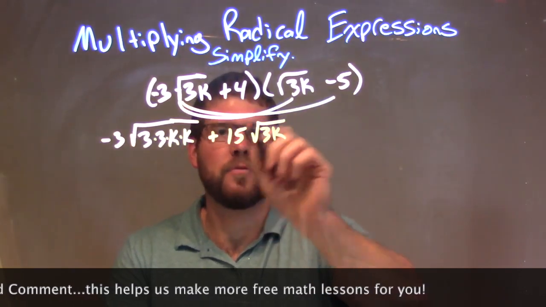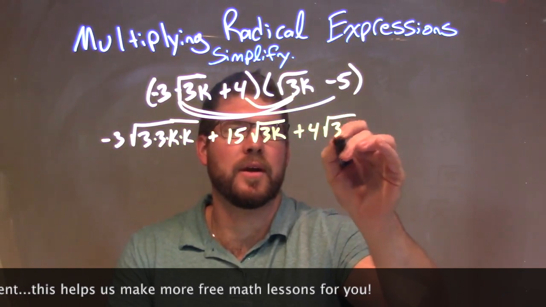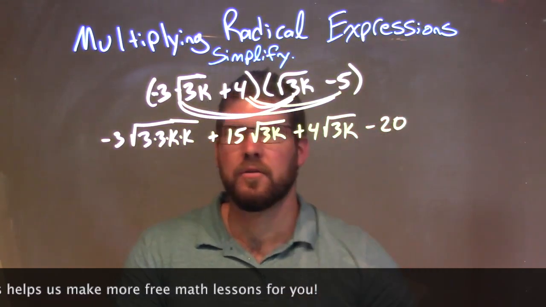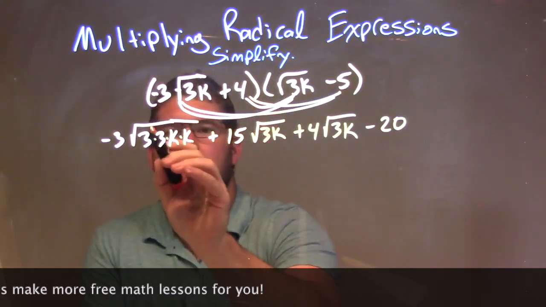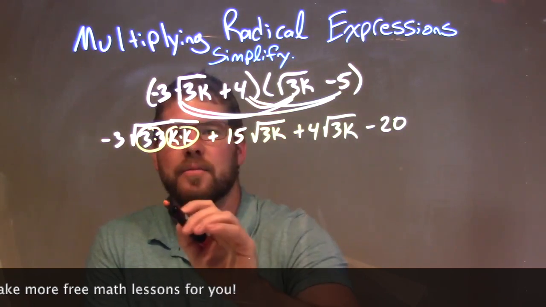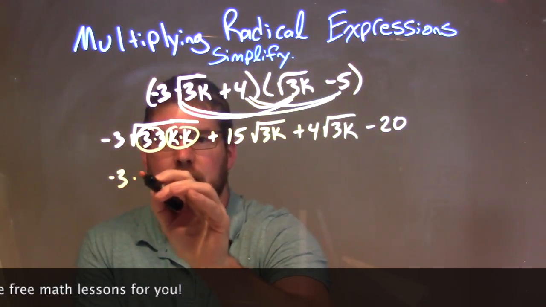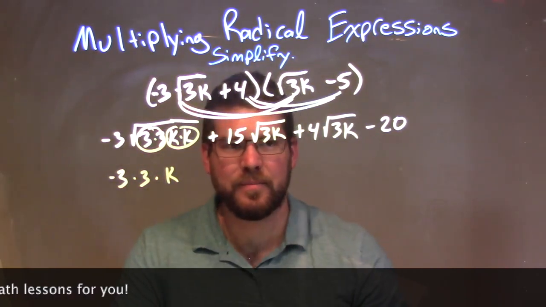Okay? Time for the 4. 4 times square root of 3k is just 4 on the outside, square root of 3k. And 4 times a minus 5 is a minus 20. Pretty easy right there. Okay? Well, so now we can circle our pairs. We have a pair of 3's here and a pair of k's. All those pairs represent singles on the outside square root, so we have minus 3 here, times that 3 times that k. And there's nothing left inside the square root, so the square root gets eliminated.